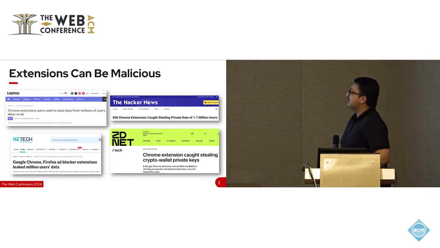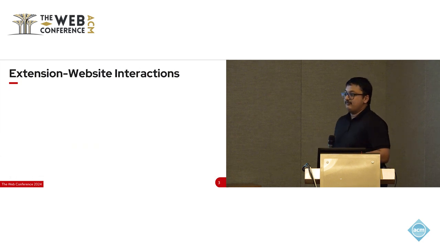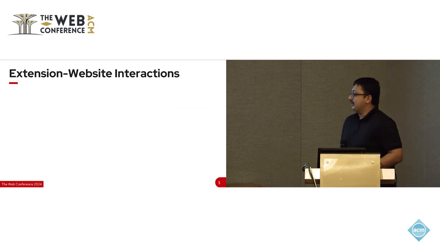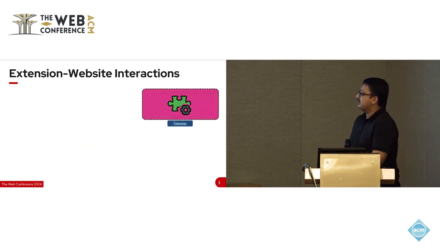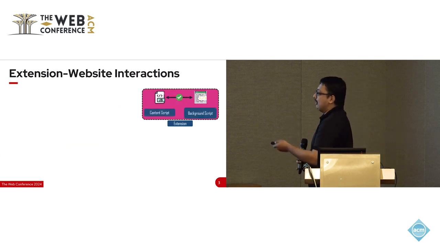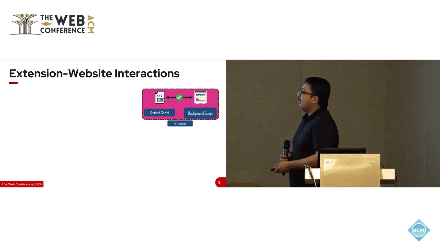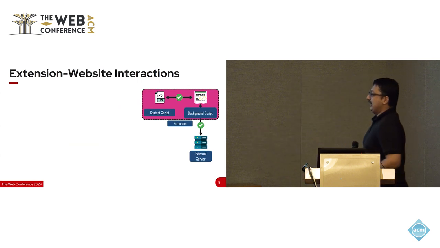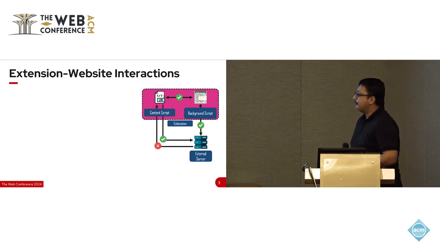And the main reason is that the current framework for extension website interaction allows extensions to exploit and steal user data. So extensions are basically formed of two major types of script, the content script and the background script. And say you have an external server, the content script and background script can talk to each other, and the background script can talk to the external server. And while the content script can send data to the external server, it cannot receive it.